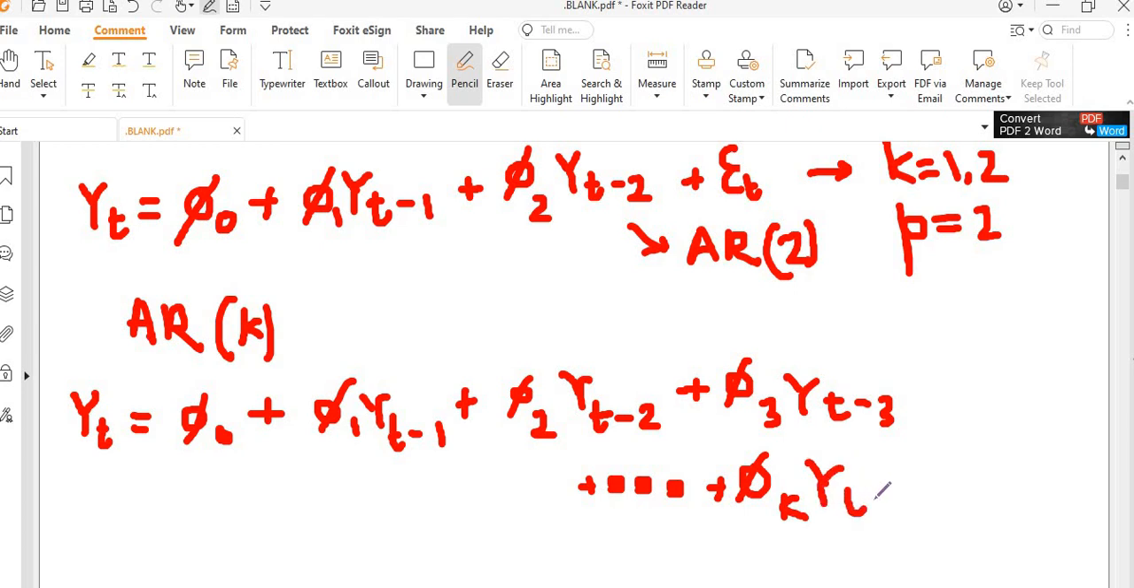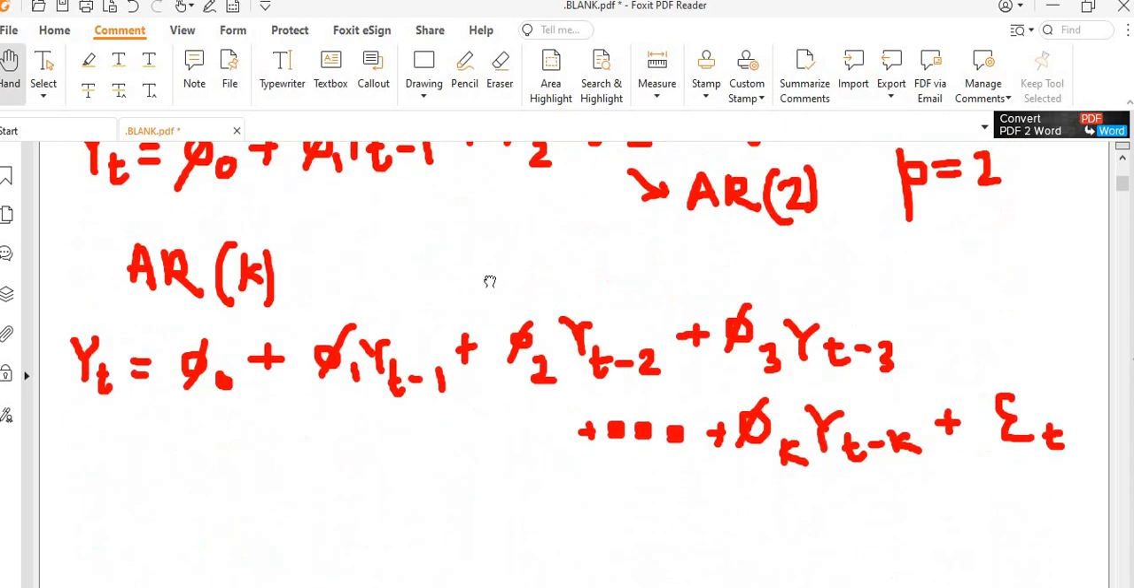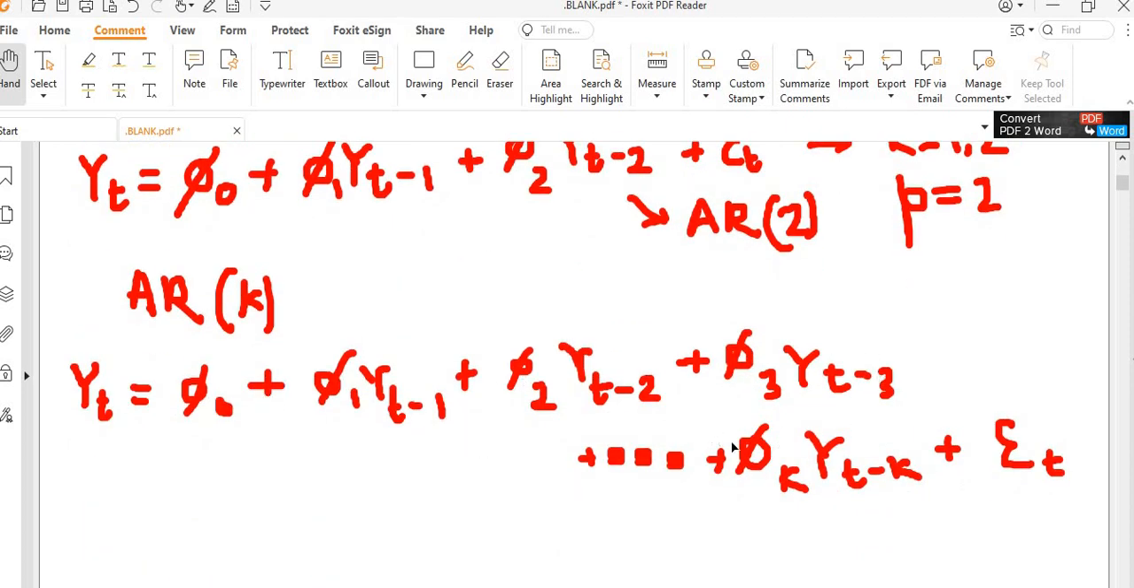And of course you have the error term. You cannot leave out the error term. No matter what AR value you have, you have to use the error term. That is sort of the essential story that builds up econometrics. The entire subject is based on epsilon t. How you want to analyze epsilon t is actually the reason why we are doing all of this. So this can be your general AR k method.